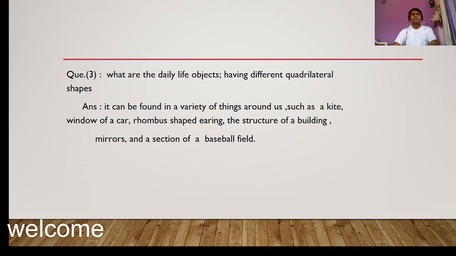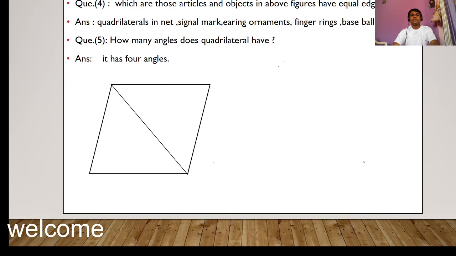What are the daily life objects having different quadrilateral shapes? In our day-to-day life, they can be found in a variety of things around us, such as a kite, the window of a car, rhombus-shaped earrings, ornaments, the structure of a building, mirrors, and a section of a baseball field or a chessboard. A chessboard again has a quadrilateral shape. So many things have a shape like a quadrilateral.